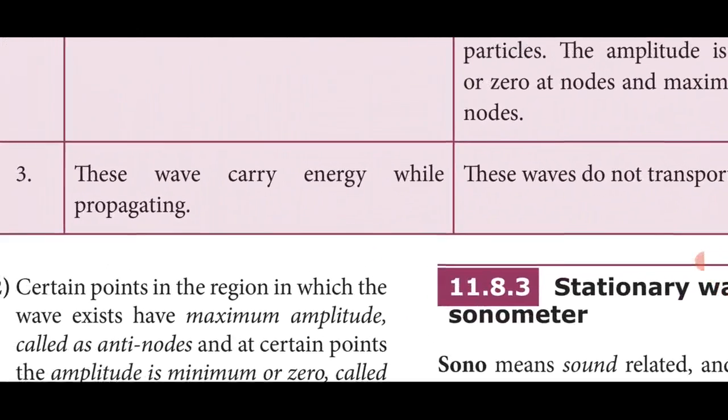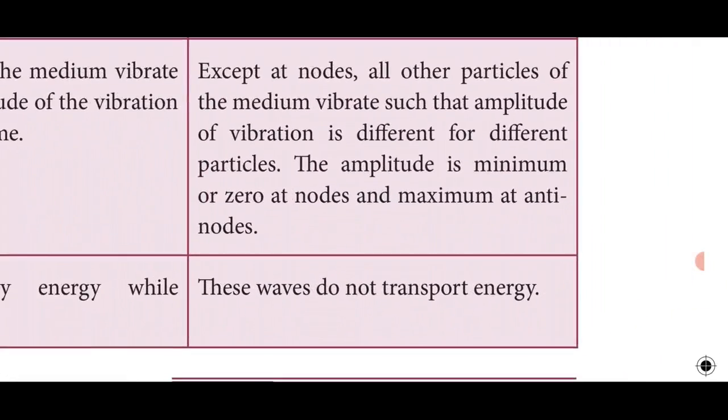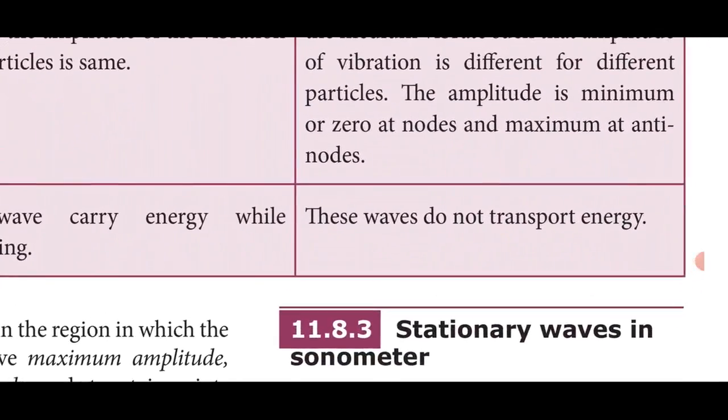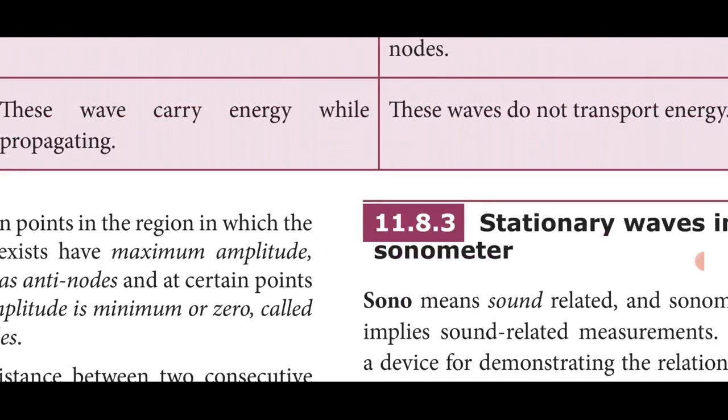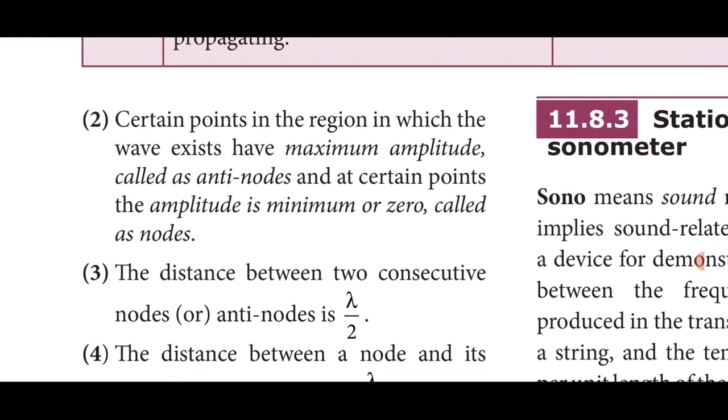In progressive waves, these waves carry energy while propagating. So in the propagation, the energy is carried by the wave. But here, there is no transport of energy in stationary waves. These are all the differences and also the characteristics of the progressive wave and the stationary wave, which will be given as a comparison. So it's a very important one. Next, we pass on to the next characteristics of the stationary wave.